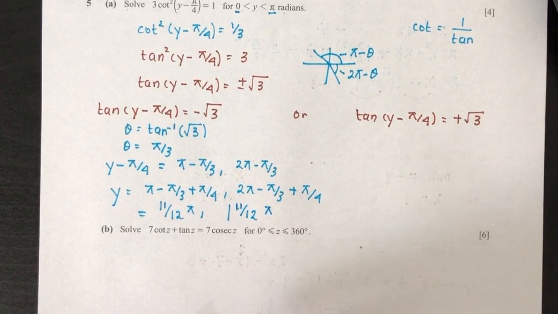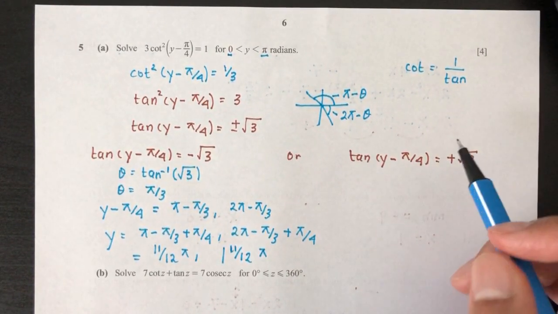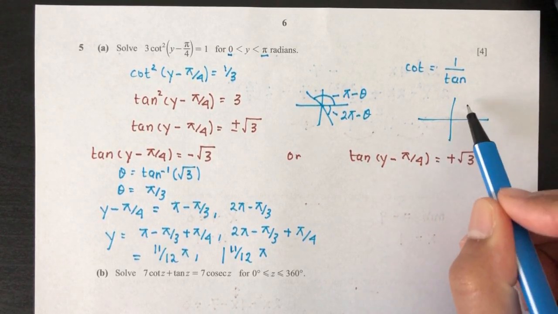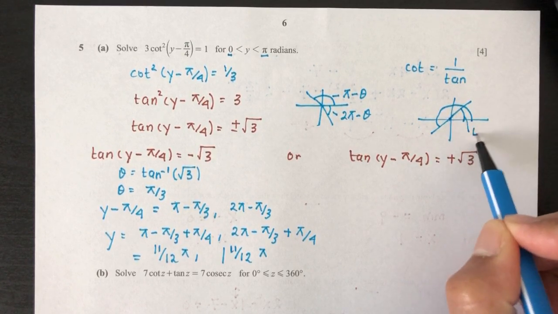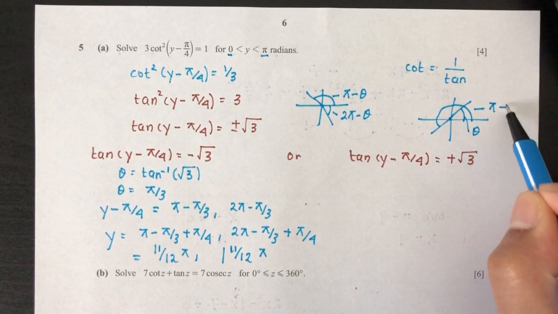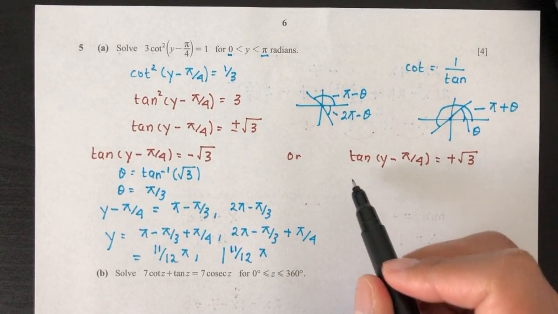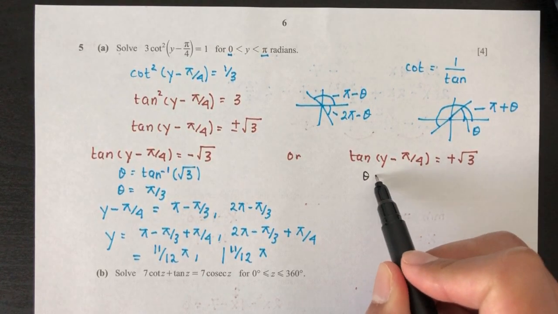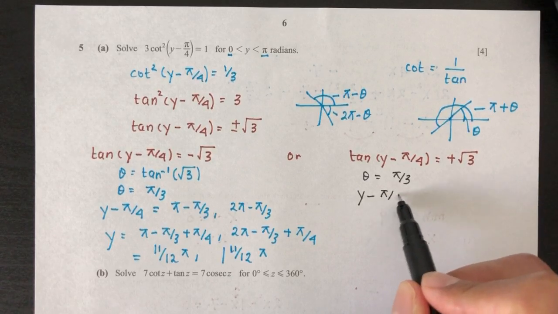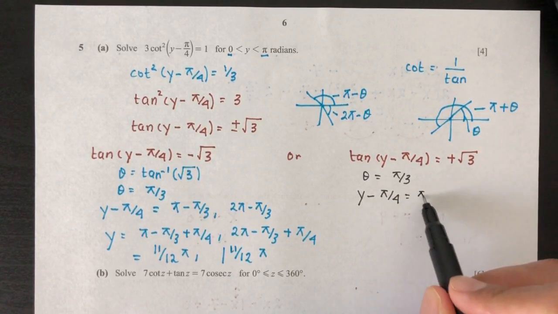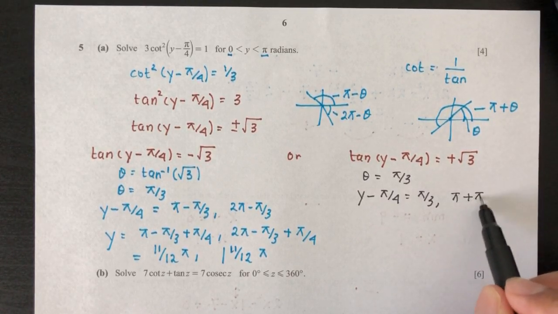So now before we conclude the answers, let's solve this one. This one is when tan is positive. If tan is positive, it will be in your first quadrant and in your third quadrant. So first is just theta, and this will be pi plus theta, right? So let's solve this one. You will have theta equal to pi by 3. So y minus this is equal to theta, which is pi by 3, or it can be this plus theta, so this plus pi by 3.